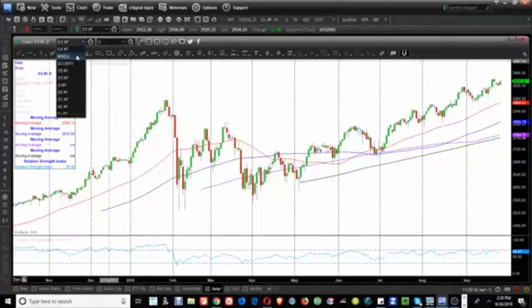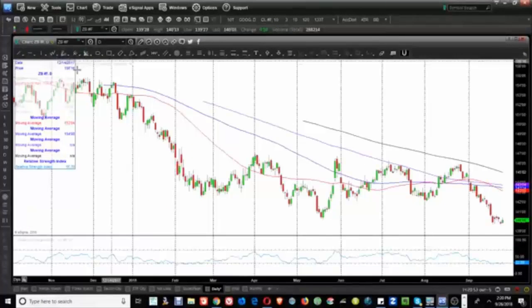Okay, let's take a look at bonds. We talked about this last week. I don't think things are changing. It's in a downtrend. We don't like that the short-term moving averages are below the long-term moving averages. The 50 is below the 200.